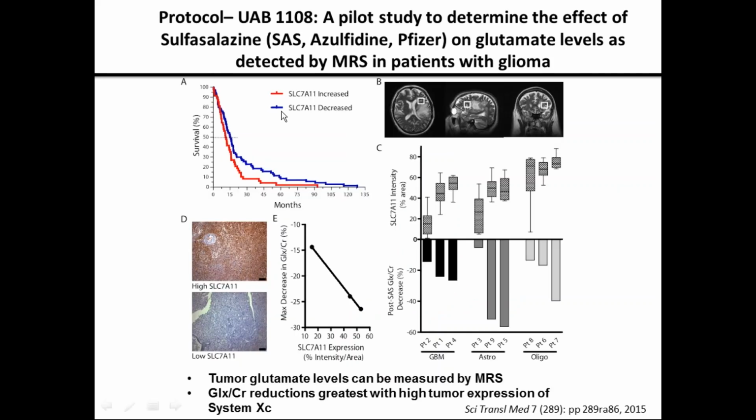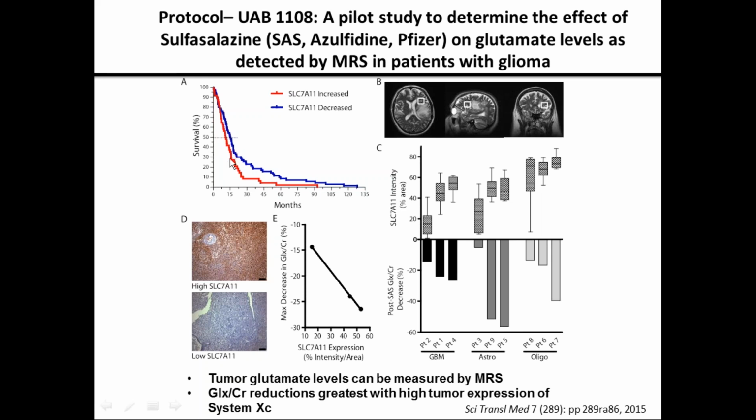And this is summarized in this particular protocol, which was an investigator-initiated study. It was a pilot study to look at the effect of sulfasalazine on glutamate levels as detected by MR spectroscopy. So if we just look at something called the TCGA data set, we can see that if you've got higher System XC expression, and this is the gene for System XC, there's a shorter survival.